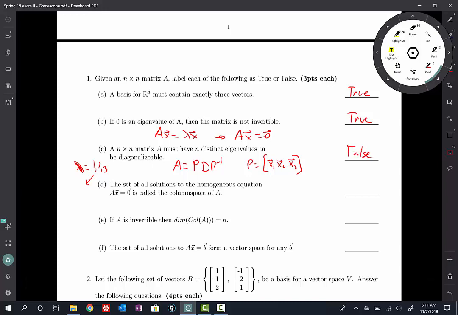D. Set of all solutions to the homogeneous equation, AX equals 0, is called the column space of A. That is incorrect. This should be the null space of A. So this one is false.